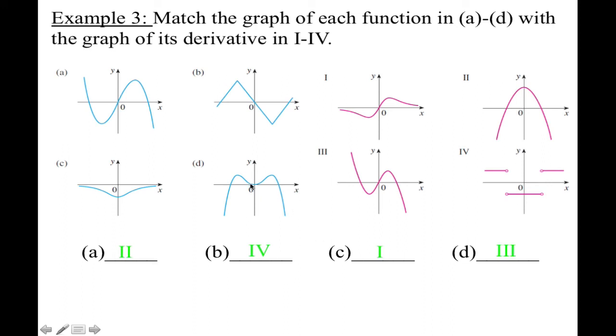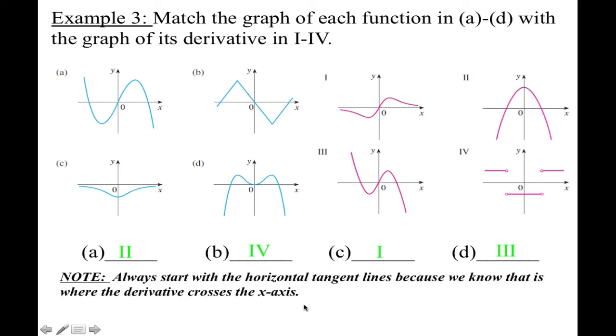So you have 3 horizontal tangent lines: 1, 2, 3. You have 3 zeros. So just to keep in mind when you do these, always start with the horizontal tangent lines, because we know that that is where the derivative crosses the x-axis, because the tangent line has a slope of 0.